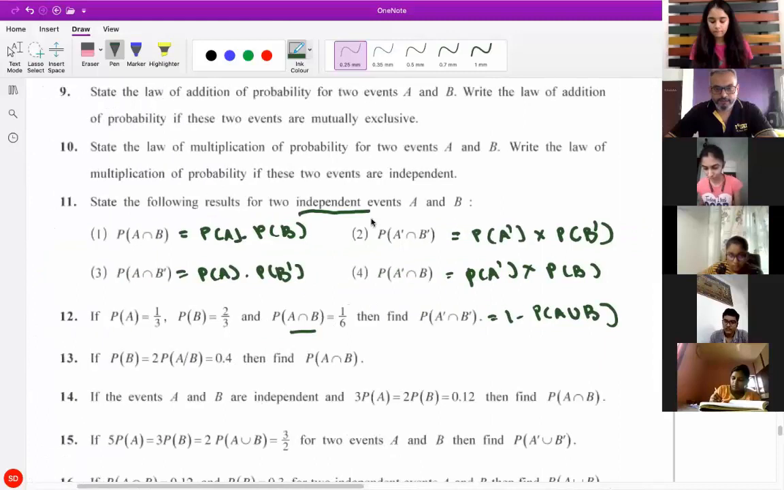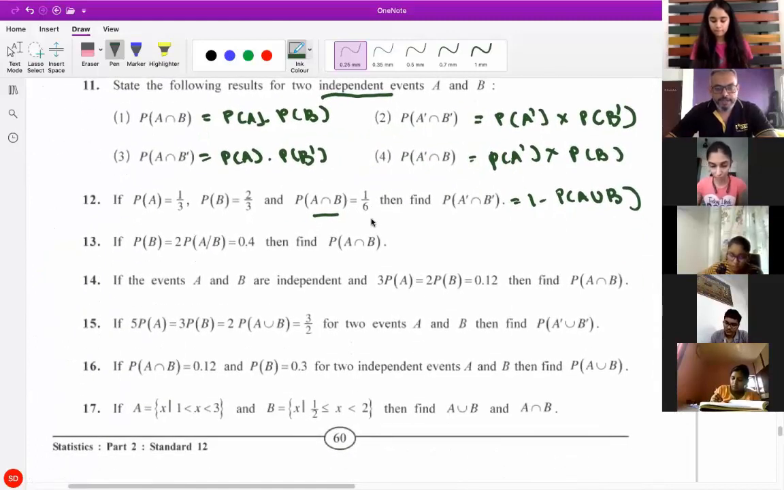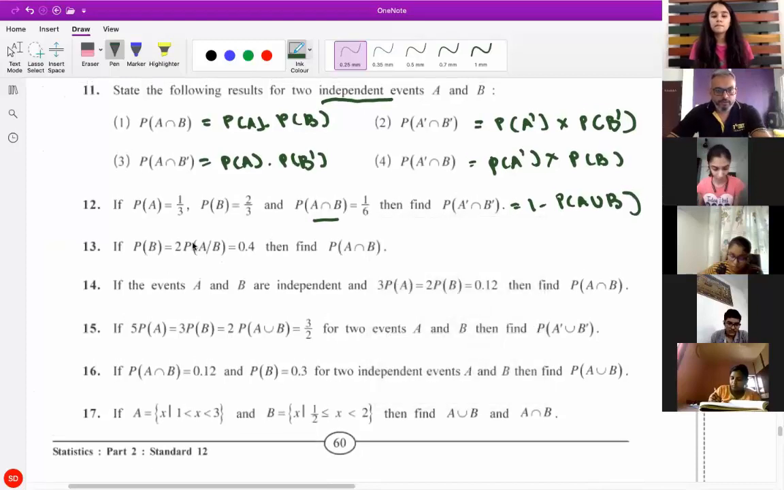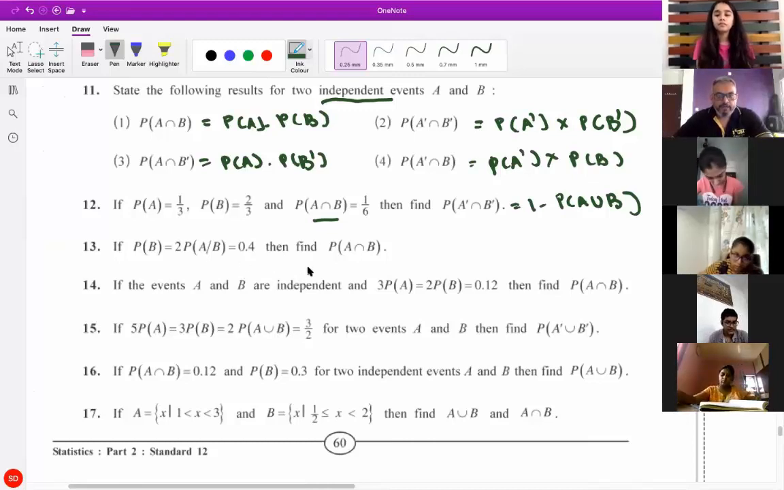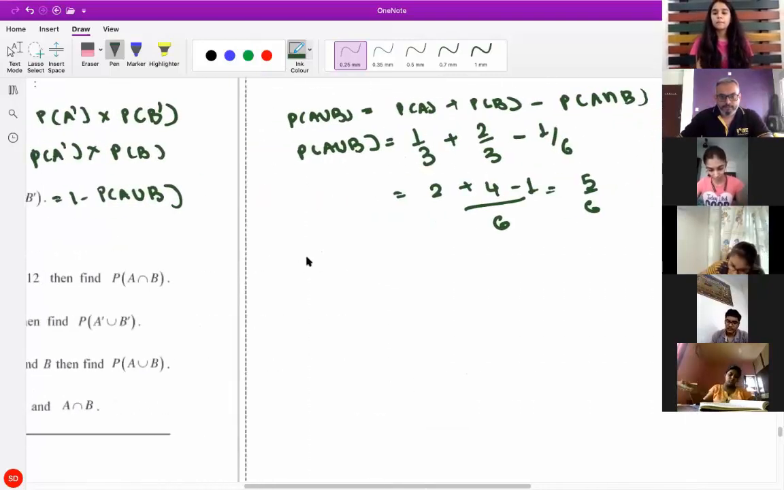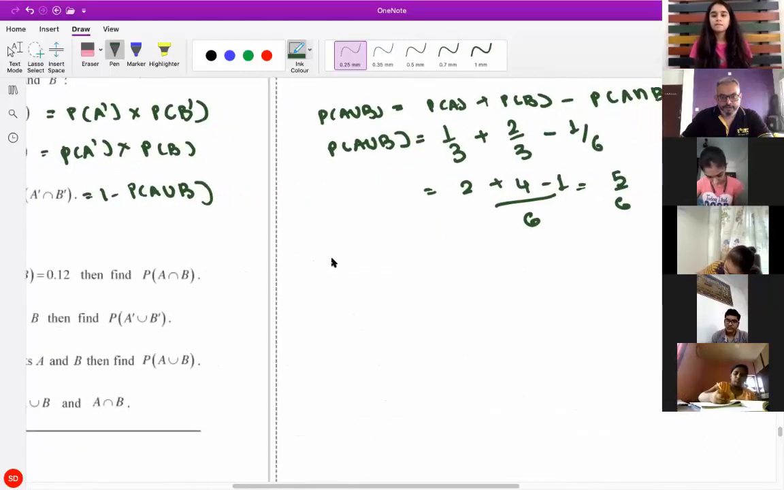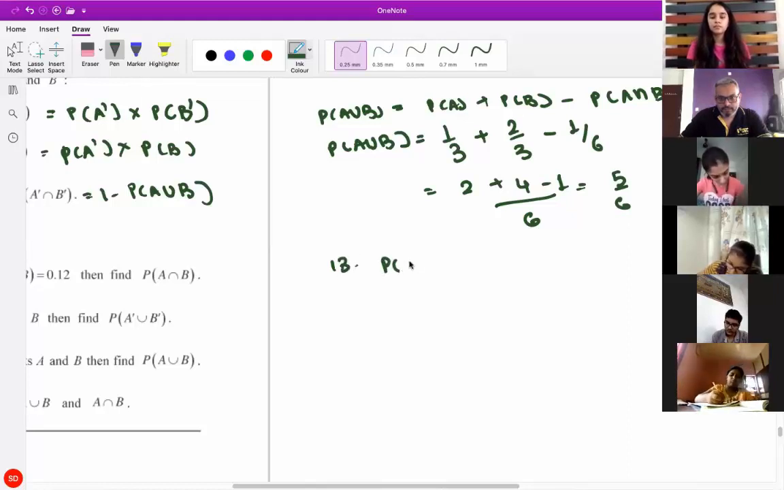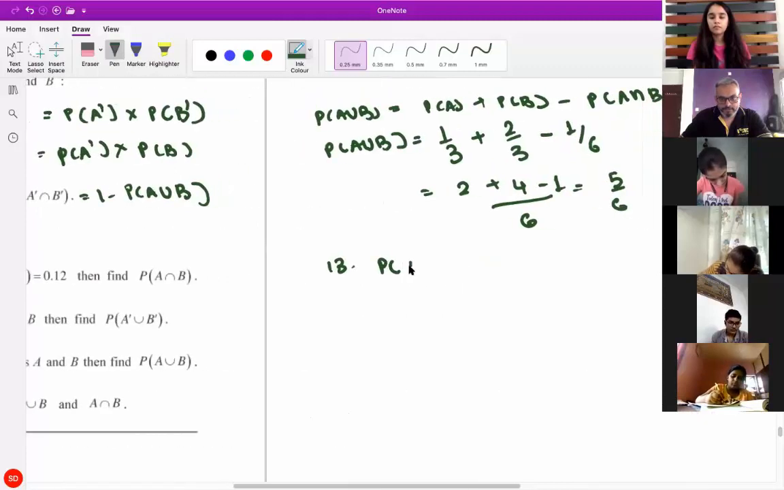Let's proceed with the next one now. Now 13. P of B is equal to 2 into P of A given B, which is equal to 0.4. Then find P of A intersection B. So let me first write the question. Question number 13. P of B is equal to 2P of A given B is equal to 0.4. We have to find P of A intersection B.